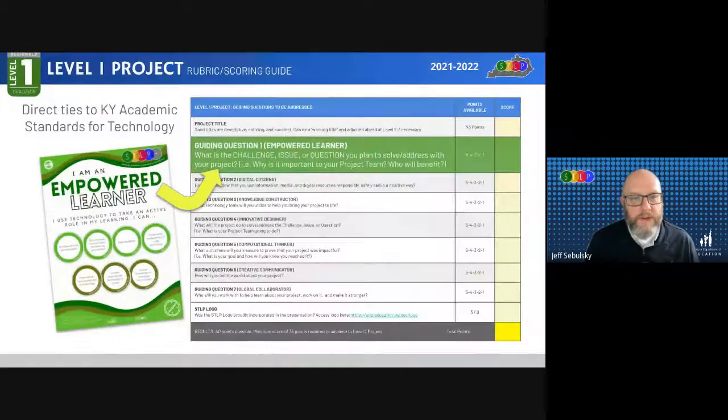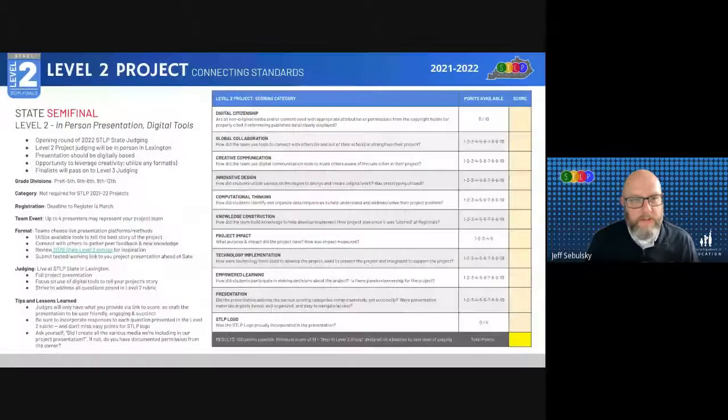Level 1, pretty straightforward. As I mentioned, they tie in perfectly. Level 2, you'll see, is also focused on academic standards, global collaboration, and creative communication. It adds a few extra things, but we can dive into that down the road. We want to focus on regionals and level 1 right now.